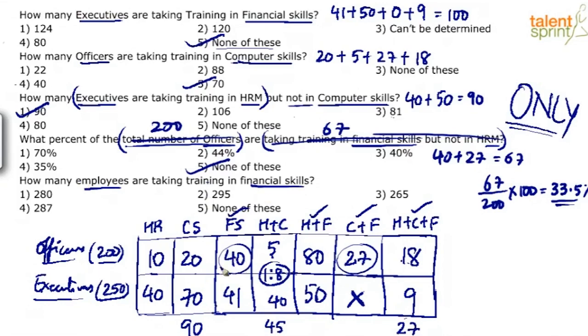Financial skills: 40 plus 41, both officers and executives. This also is financial skills, plus 80 plus 50. Plus this also is financial skills, 27. And this also is financial skills, plus 18 plus 9. Add this and get the answer. 40 plus 41, 81, 81 plus 80, 161. I'll add 9 first. 161 plus 9, 170, 170 plus 50, 220, 220 plus 27, 247, 247 plus 18 is 265. Option 3 would be the answer.